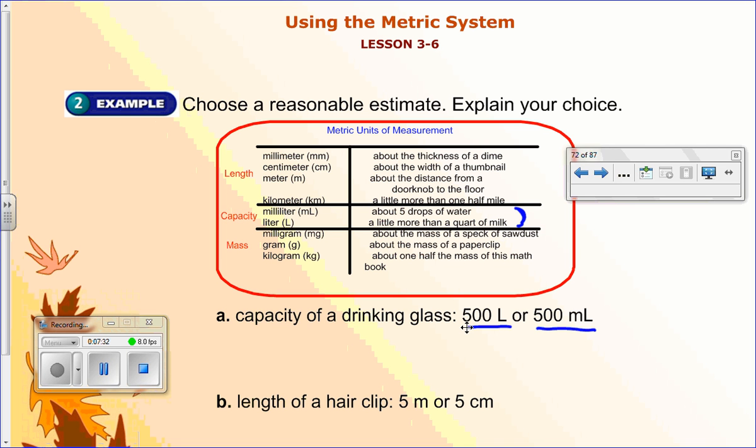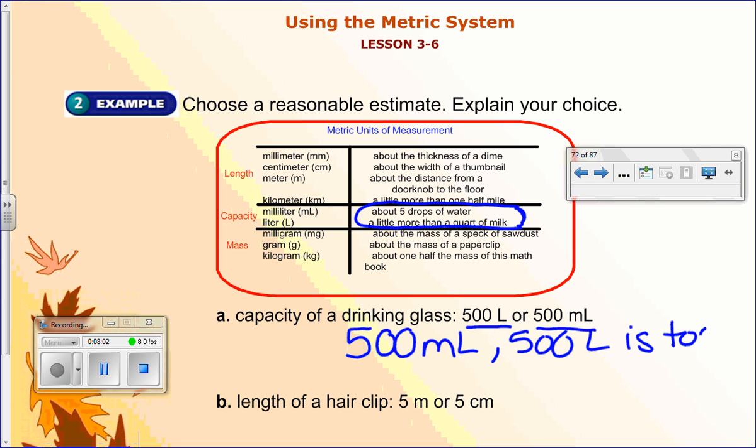Look at the samples they give you that I'm going to circle in blue, and that might help you decide what's more appropriate. And if you take a look, well, 500 liters, if you have 500 quarts of milk, that is definitely more than a drinking glass. So this one would have to be 500 milliliters. All right, and it says to explain, well, really, 500 liters is too big. Definitely too big. And then we have B, a length of a hair clip, 5 meters or 5 centimeters.